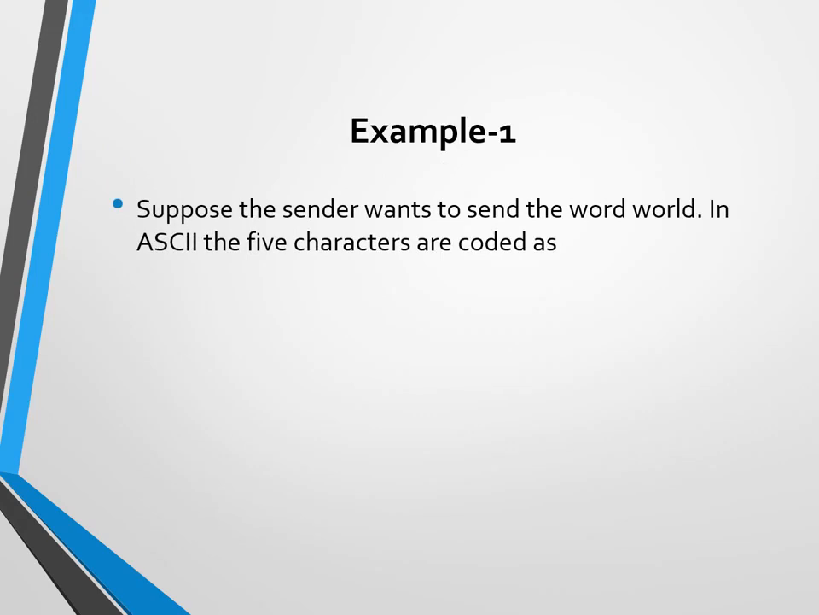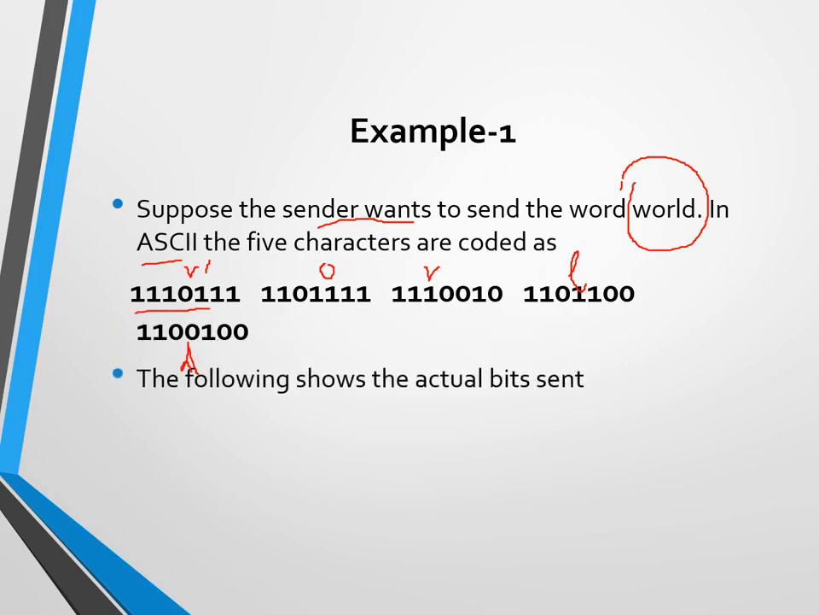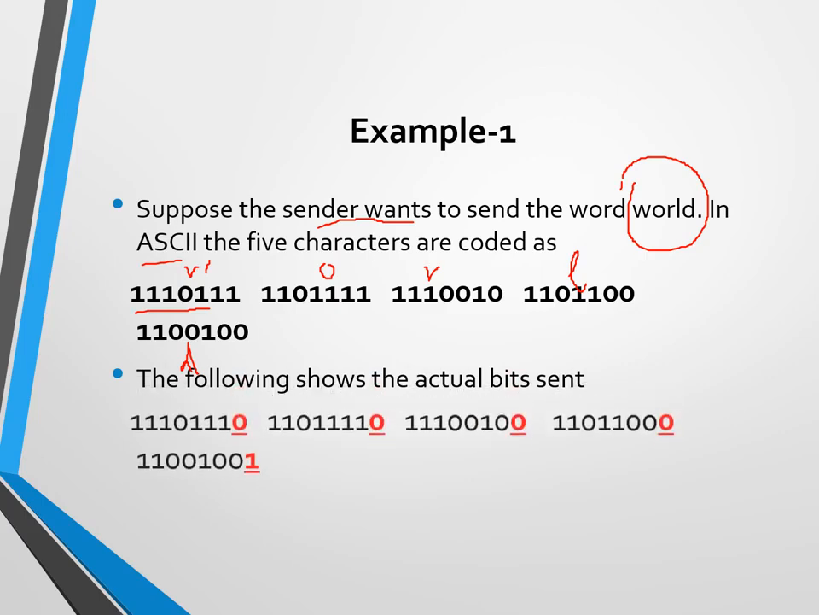Here we will see one example. Suppose the sender wants to send the word world. Sender भेजना चाह रहा है word in ASCII. The 5 characters are coded as अब ASCII में आपके पास जो है वो वर्ड के इक्विवेलेंट यू कैन सी द ASCII कोड्स स्मॉल लेटर वर्ड के लिए आप ASCII कोड्स देख लें 1110111, ये आपके पास कितने टोटल बिट्स हैं, 7 बिट्स हैं. We will see the following shows the actual bits.